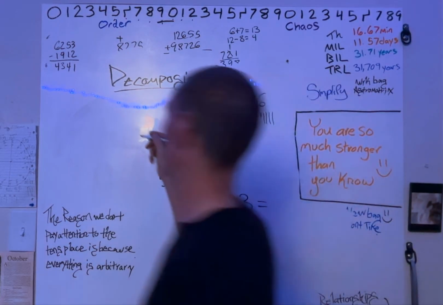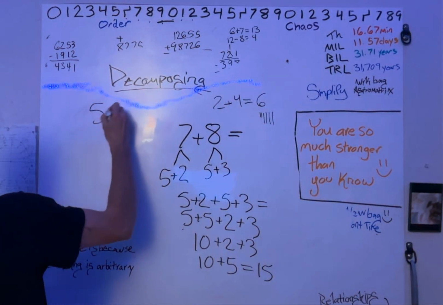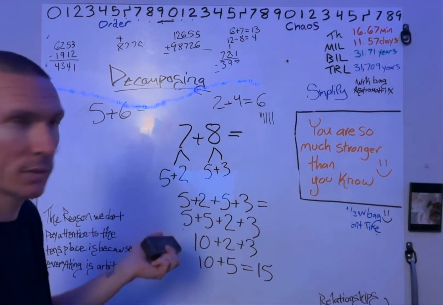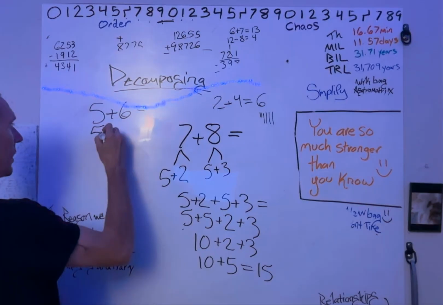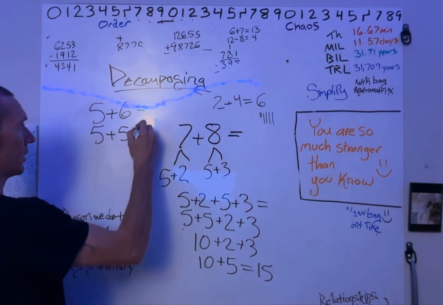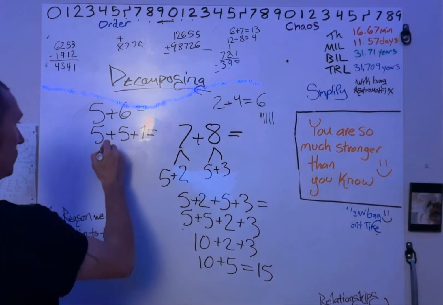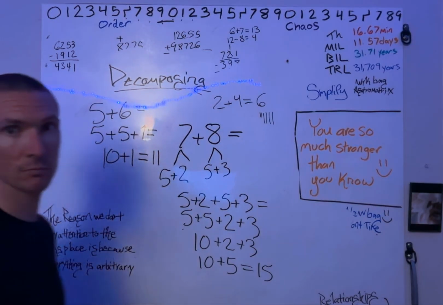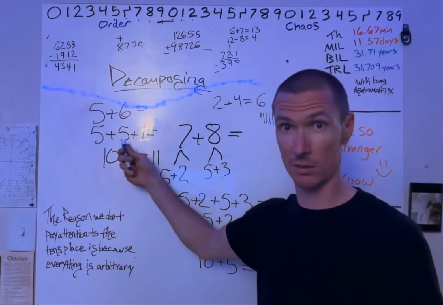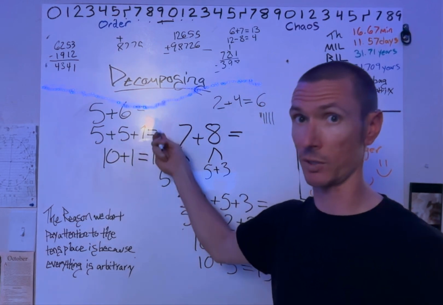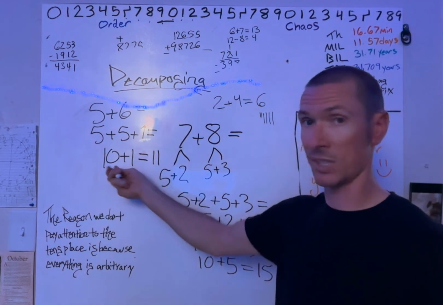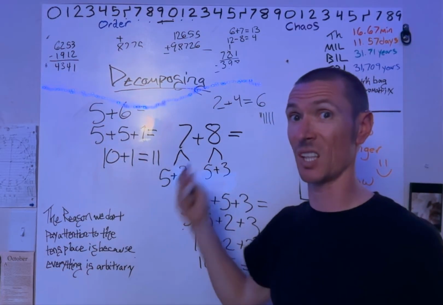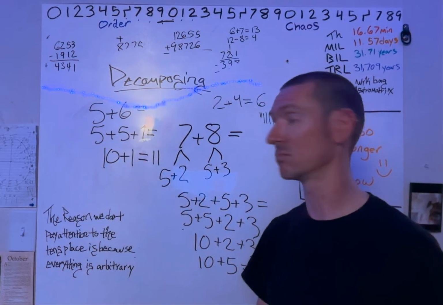Because when you have like 5 plus 6, right? 5 plus 5 plus 1, 10 plus 1 equals 11. 5 plus 6 is just 5 plus 5 plus 1, which is just 10 plus 1. So you change 5 plus 6 into 10 plus 1. Why not?